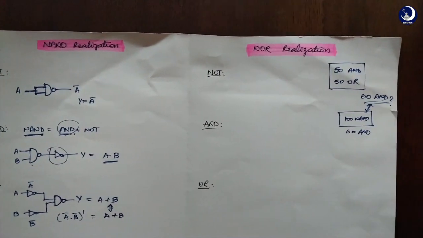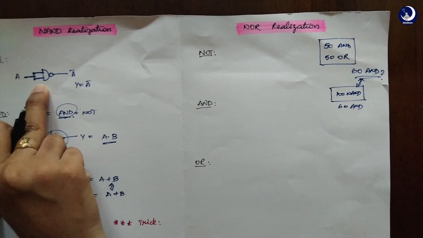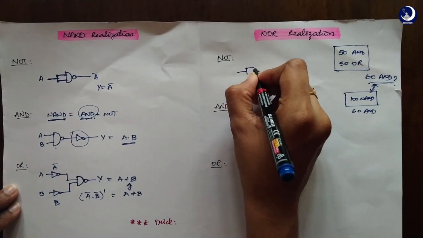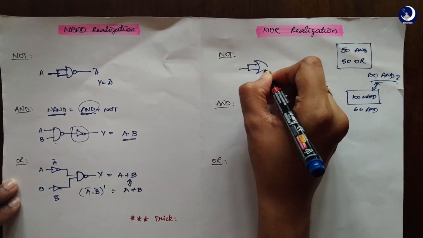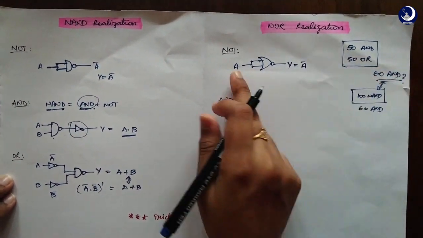Now let's look at how to draw the gates using NOR gates. So this is also similar to that of a NAND gate. All you need to do is place a NOR gate here. That's it. This is A, this is Y, which is equal to A bar. So this is a NOT gate.